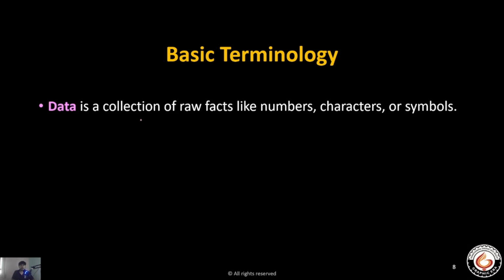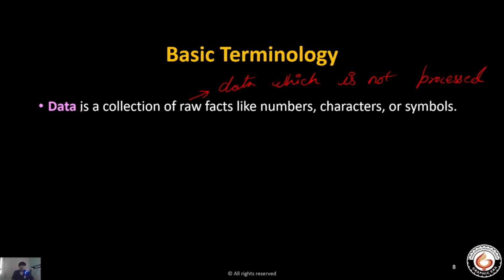First is data. Data is a collection of raw facts and figures like numbers, characters, or symbols. So what do you mean by raw facts and figures? Raw means the data which is not processed. And there is no need of unprocessed data because, as you can see, if we have a steering wheel, a seat, and an engine of a car, but they are not combined, then we cannot say it's a car, and there is no use of it.